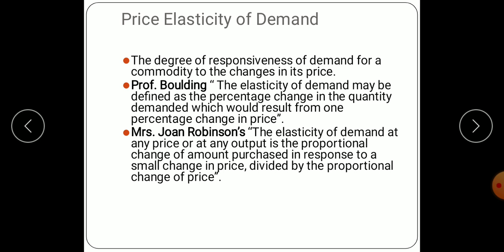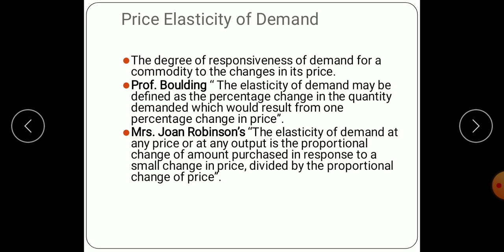Professor Alfred Marshall introduced the concept of elasticity of demand, though the idea was evolved much earlier by economists like Cournot and J.S. Mill to measure the changes in demand in response to changes in price. So, in earlier days this idea was evolved by Cournot and Mill, but afterwards Professor Alfred Marshall introduced the concept of elasticity of demand.